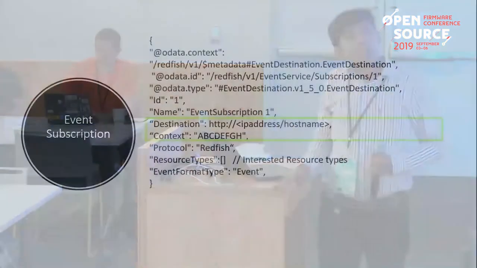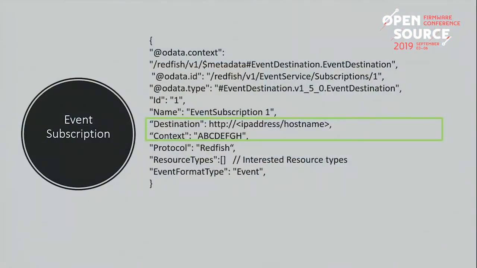Moving on to event subscription, a client can subscribe by making a POST request. While it makes a POST request, what are the parameters which it has to give? The destination where the client wants the event sent back. Context: when you are sending the data, the client can say, okay, this is my context, and we need to send the same context as part of the response.